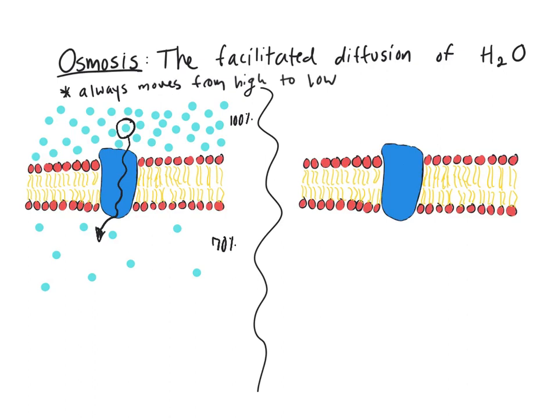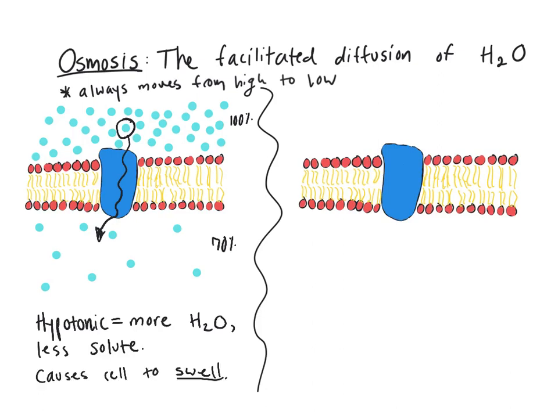So that particular solution is called hypotonic, meaning there is more water and less solute. Solute being fancy for something not water. You could pick anything, salt, whatever. So I always say, remember hippo, because hippos are kind of large and round, and hypotonic solutions cause the cell to swell up kind of like a balloon and possibly burst. So let's look at the flip side of this particular situation.